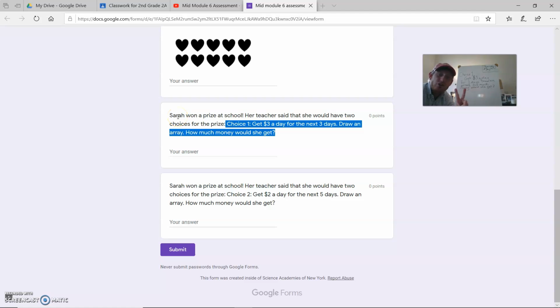So we're going to do the last two problems from your mid-module assessment. They were both word problems, and they were a little bit on the longer side, so I wanted to go over them and make sure we knew what we were doing. The first problem says, Sarah won a prize at school. Her teacher said that she would have two choices for her prize. Choice 1, get $3 a day for the next 3 days. Draw an array. How much money would she get?